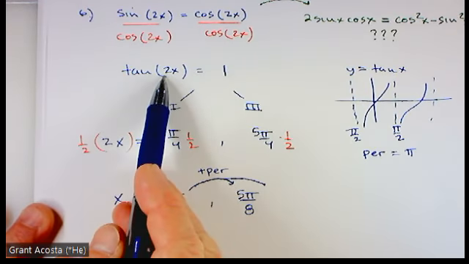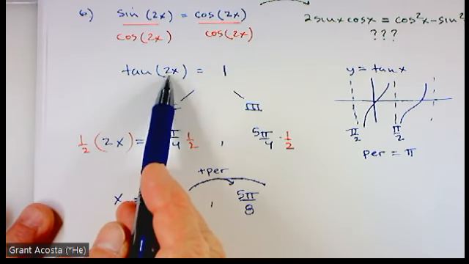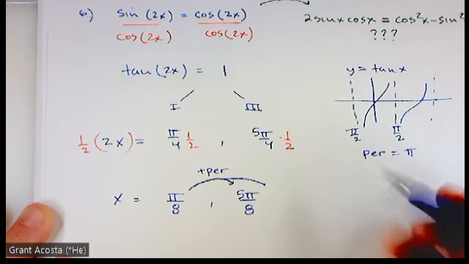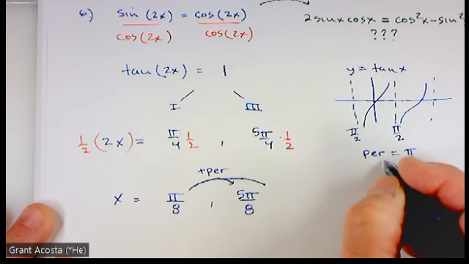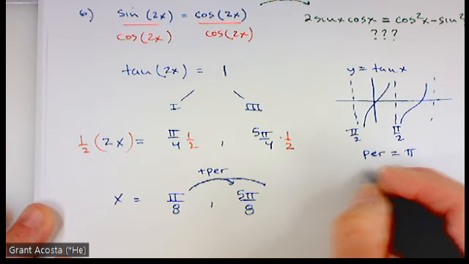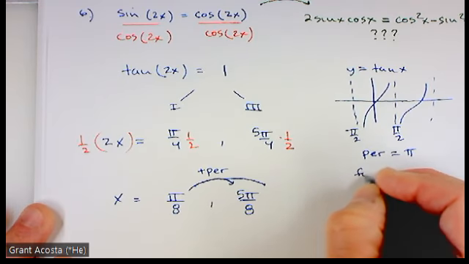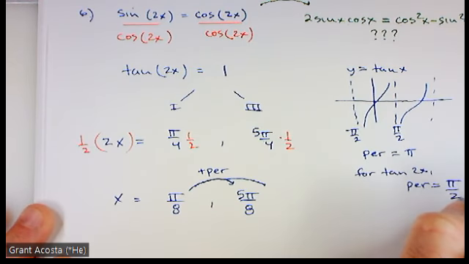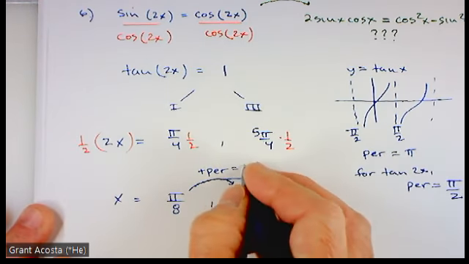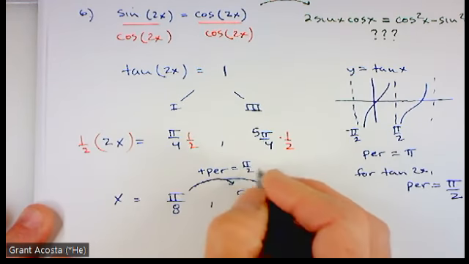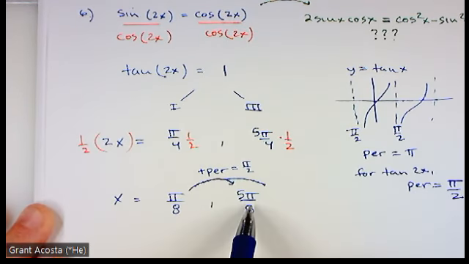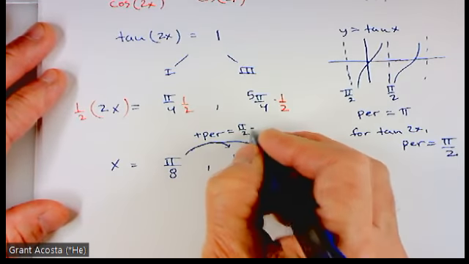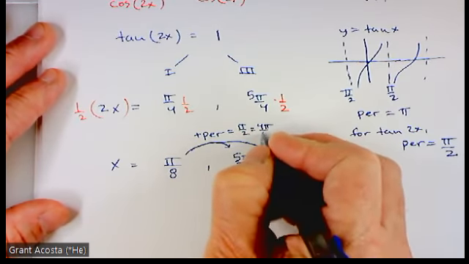But since we're dealing with a tangent of 2x, just like the previous problem, that is going to compress our graph by a factor of 2. So for tangent of 2x, the period is going to be pi divided by 2. So that's what I'm going to be adding to each of these answers. I'm going to add pi over 2. Now, if I'm going to add pi over 2 to pi over 8, I want to think of pi over 2 as 4 pi over 8.